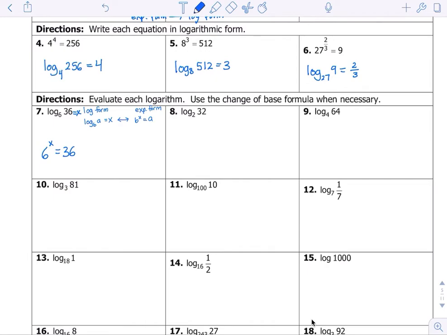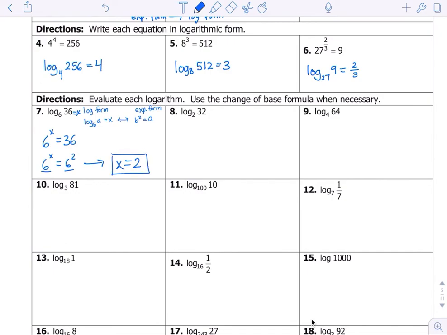Now, notice that we went from log form to exponential, right? So this is the base, and raise it to this power, which is 6 to the x, is equal to the argument, which is 36. And now let's solve. Let's get both sides to have a common base. So 6 to the x is equal to 6 to the second. And now, since they have the same base, we can equate their exponents. So x is equal to 2.